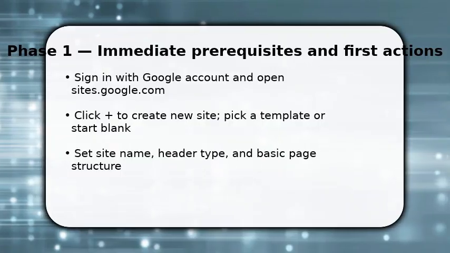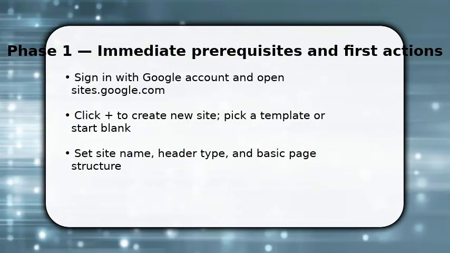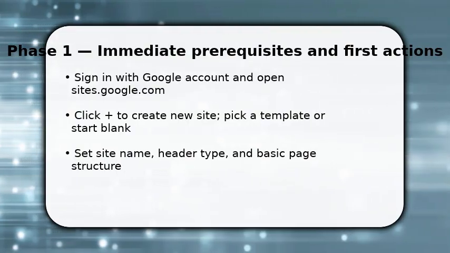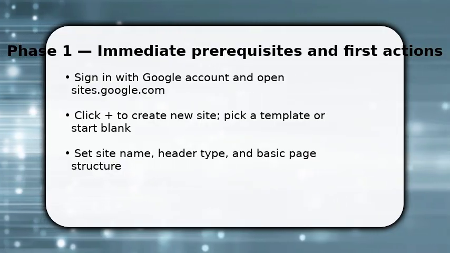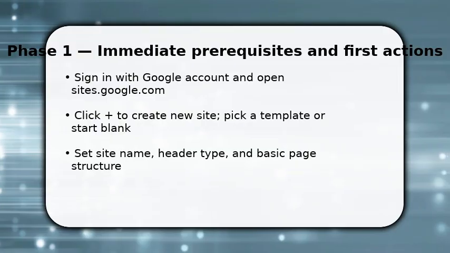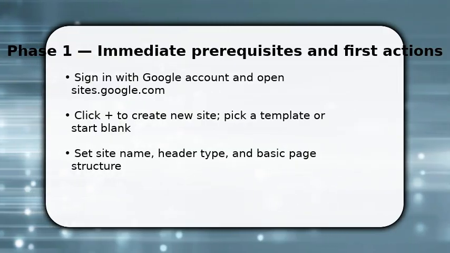You begin by signing into your Google account and opening Google Sites. Once you're there, click the plus to create a new site. Choose a template if you want a shortcut, or start blank to control layout. Now set your site name, pick a header style, and add the first page.